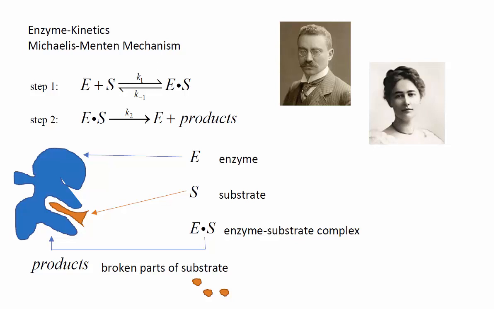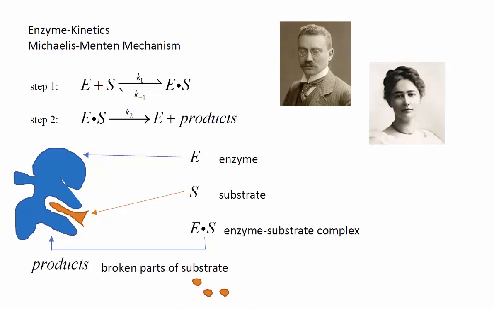In this video, I want to talk about the Michaelis-Menten mechanism and how that can be used to derive a rate law that explains the way enzymes work. This particular mechanism is attributed to two chemists. Professor Michaelis was German, and Professor Menten was Canadian, and she was a pioneer in biochemistry.